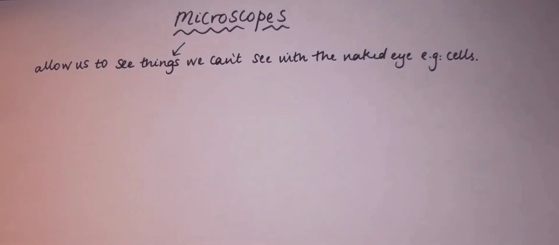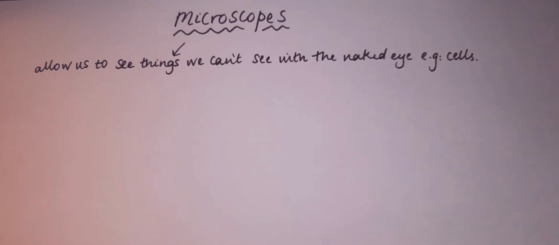So the first thing that we need to know is, what does a microscope actually do? What does it allow us to see? And the answer is that it allows us to see things that we can't see with our eyes. So for example, if we see another human, we're not going to see the cells that they're made up of, are we? So cells and subcellular structures, that is what microscopes allow us to see. So that's the first thing that we need to know.